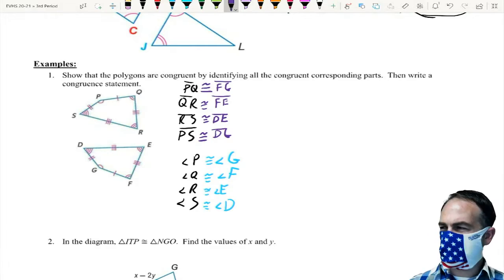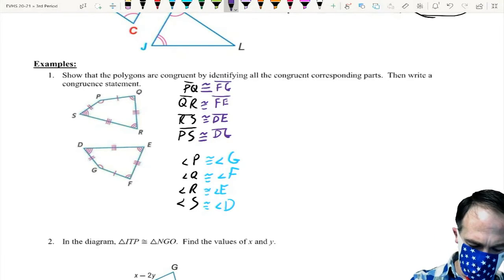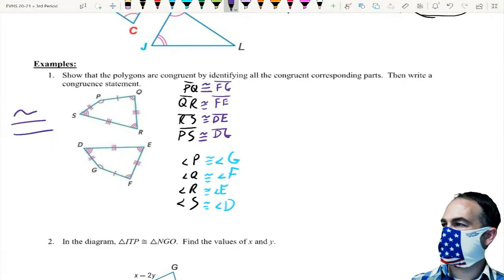You know, I can't remember. Have we talked about that symbol I'm using? Have we talked about it before? This guy? We have? Okay.